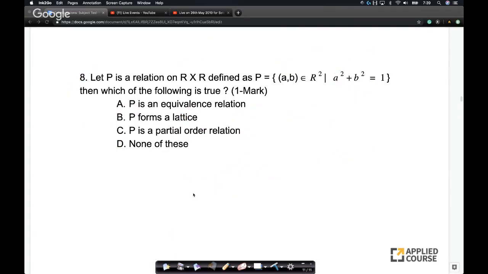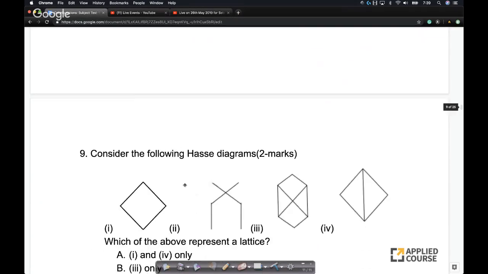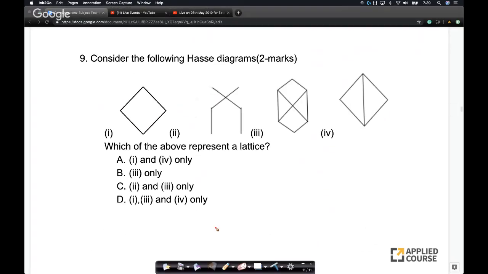Okay. So now let's look at question 9. Okay. So consider the following Hasse diagrams. So we have these 4 Hasse diagrams. Which of the above represent a lattice? And what is a lattice? A lattice is a poset. Look at this. The way I remember is a lattice is a poset where the LUB and GLB exist for every pair of elements. That's what it is. Okay. This is my definition.